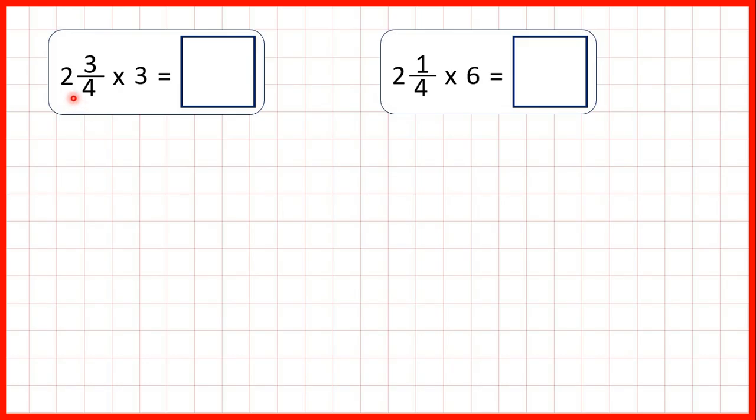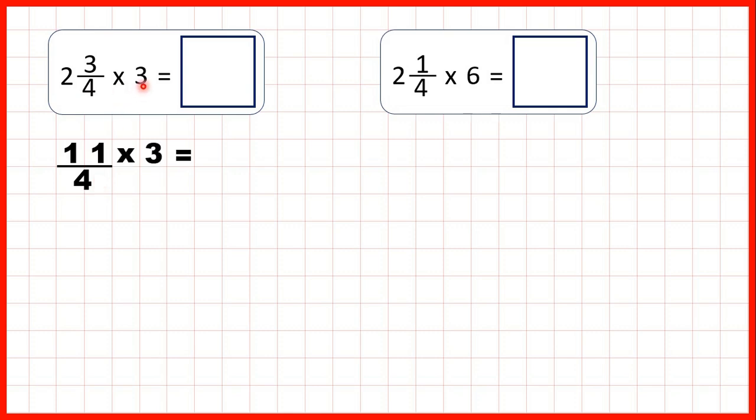So now we're multiplying a mixed number by a whole number, but this time we're going to get our answer by changing the mixed number into an improper fraction. To do that, we multiply the whole number by the denominator and then add the numerator. 2 times 4 is 8, plus 3 is 11, and the denominator stays the same. So, as an improper fraction, we can write 2 3/4 as 11/4.